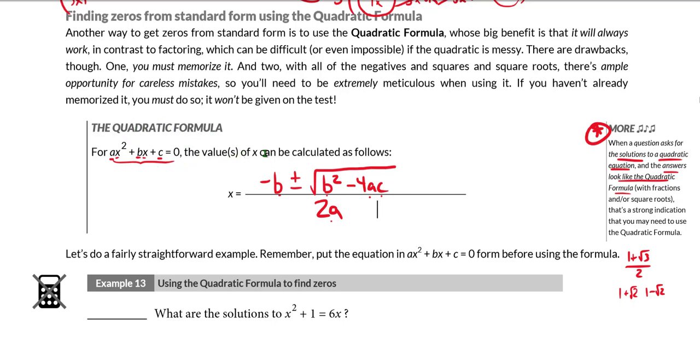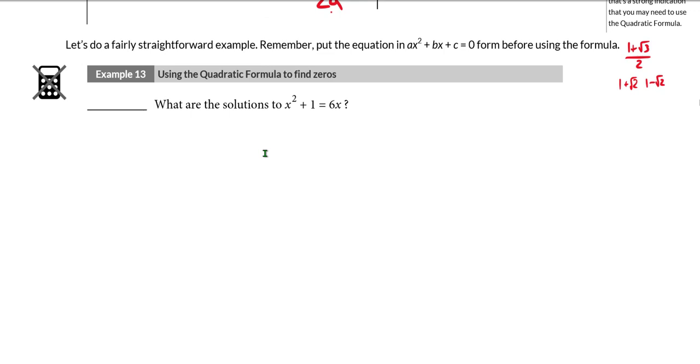Let's start with a reasonably simple example. Example 13 at the bottom of the page. Do remember that in order to use the quadratic formula, you need to make sure you get your quadratic into pure quadratic equation standard form first. So we need the solutions to x squared plus 1 equals 6x. First things first, we've got to take that 6x, which will become the bx term, over to the left-hand side by subtracting it from both sides of the equation. So we get x squared minus 6x plus 1 equals 0.